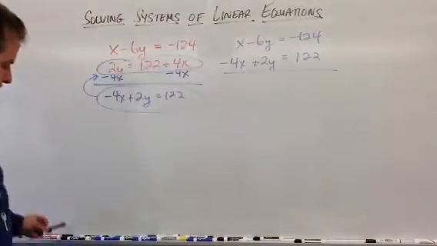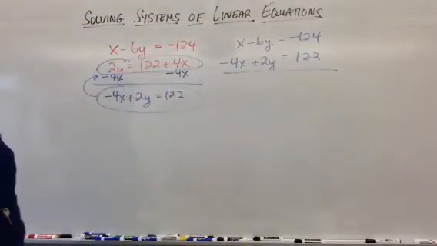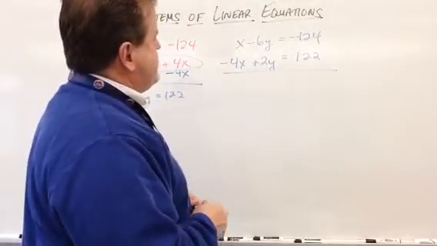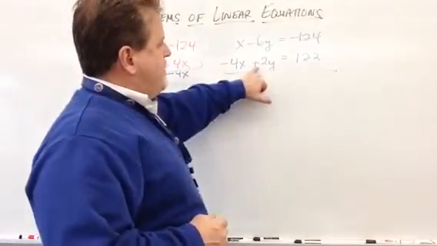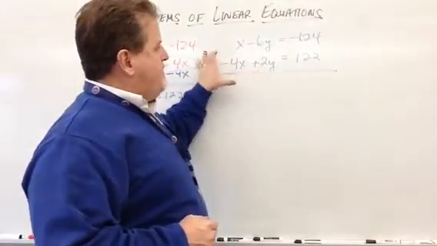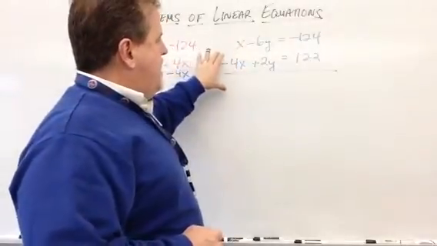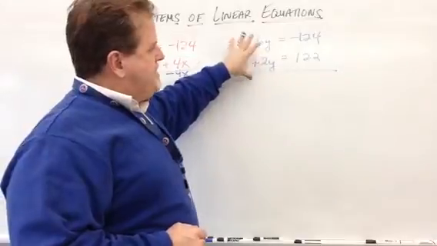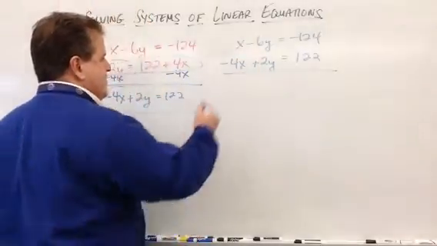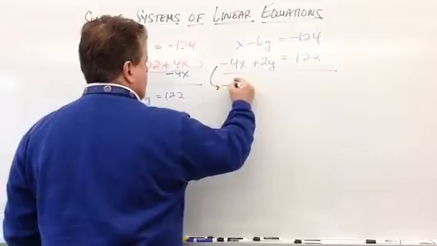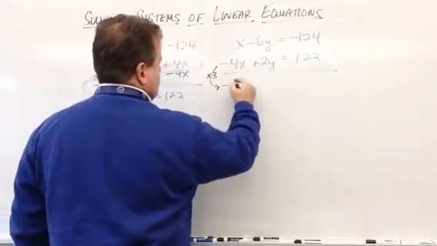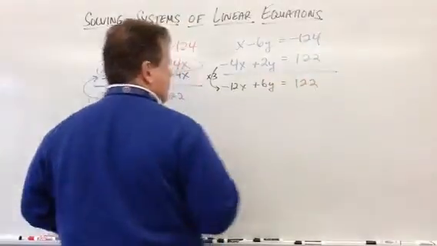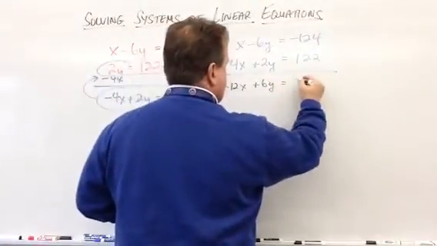Now we need to eliminate one of the terms, either the x terms or the y terms. And I think what I'll do here is eliminate the y terms. See how this is positive 2y? If I multiply this whole equation by 3, I will set up a negative 6y and a positive 6y, which when I add the two equations, will go away, like this. So this will become negative 12x plus 6y equals, oops, sorry, equals 366.